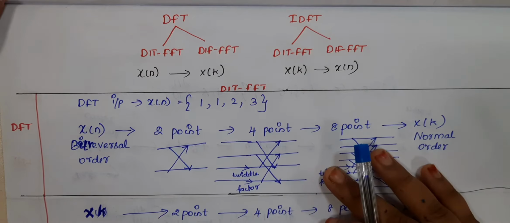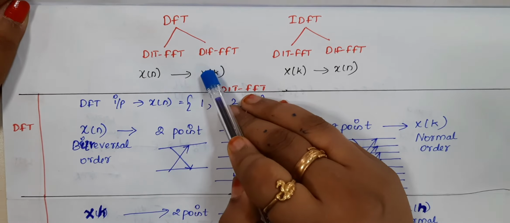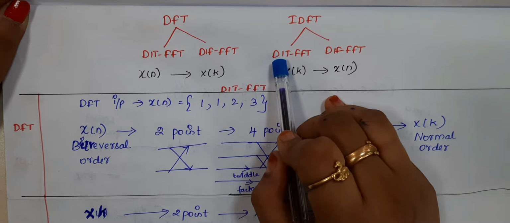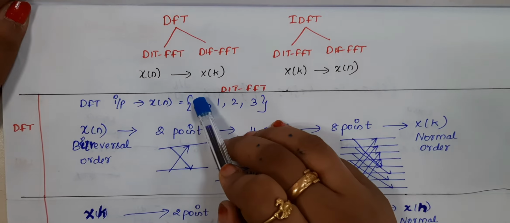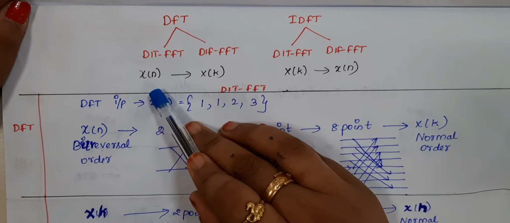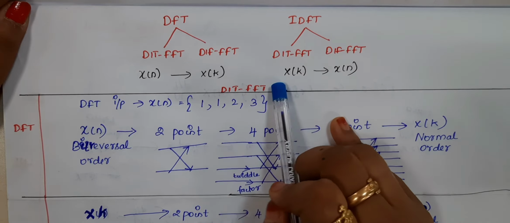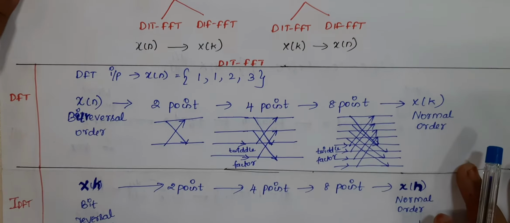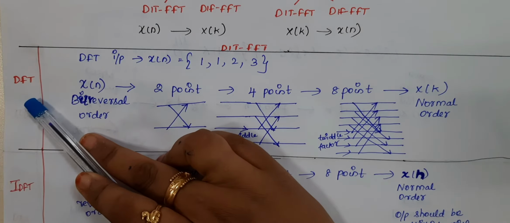Good morning students, today I am going to explain the overall steps involved in the butterfly structure, that is for the DFT, DIT FFT and DIF FFT, and next one is IDFT. DIT is nothing but decimation in time, and DIF is decimation in frequency, FFT. So for that you should understand the input notation is x of n and output notation is X of k for DFT, as well as for the IDFT the input notation is X of k and output notation is x of n.